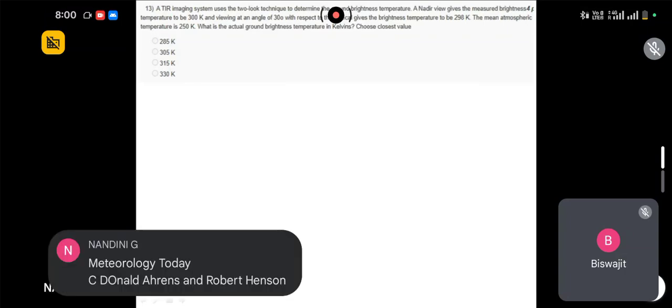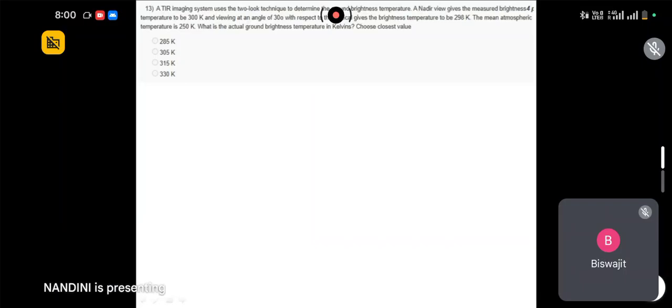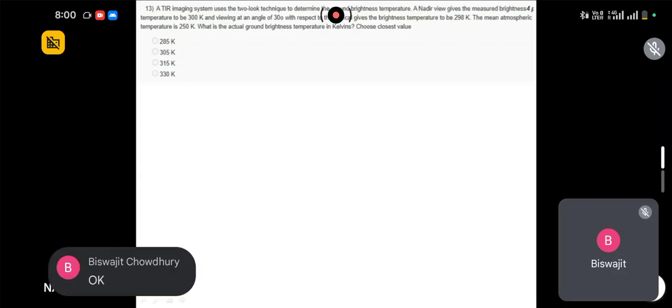I think these books might help. Wallace and Hobbes is very good for atmospheric thermodynamics, and Meteorology Today gives you a basic idea about everything. It's kind of an introductory book, covering the atmospheric structure, the Milankovitch cycle we discussed, etc. So I think these two might help.